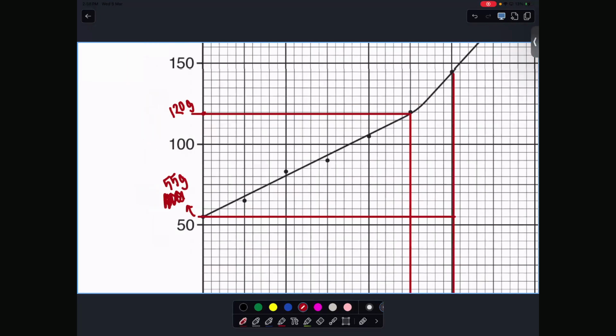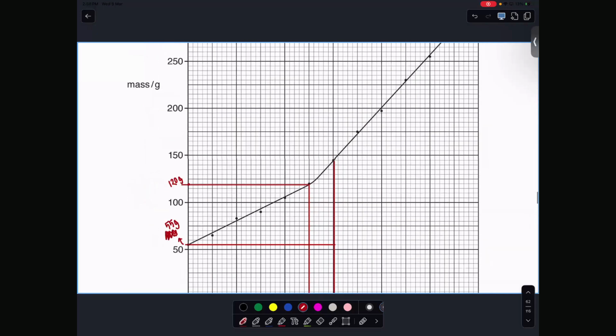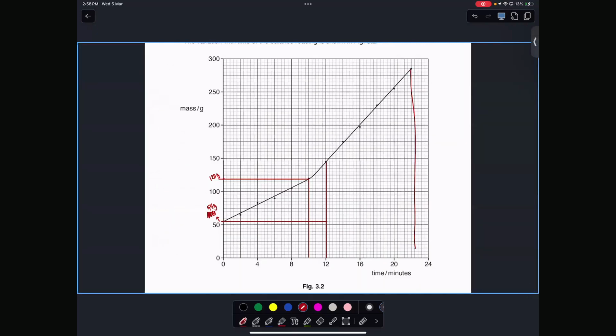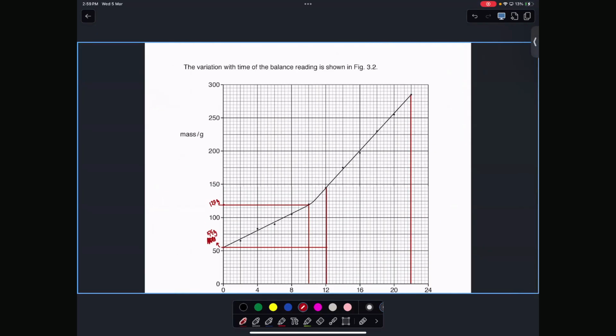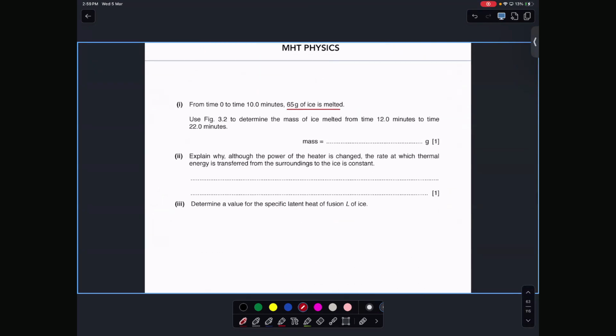আচ্ছা আমি এটা বাকিটা একটু দেখে নিই। সো আমাদের দরকার হচ্ছে এই টাইম থেকে এই টাইমে কতটুকু মাস মেল্ট হয়েছে। This is the graph, balance reading. I think it should be just the difference. Difference কত আসে, 12, 140. 140 grams.